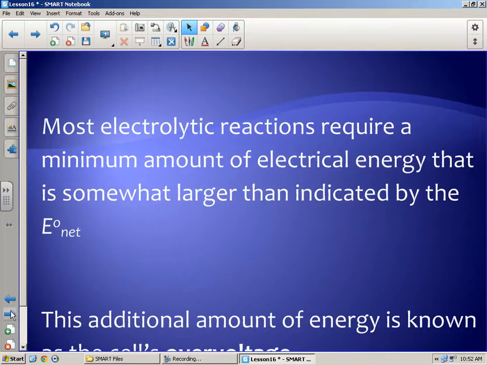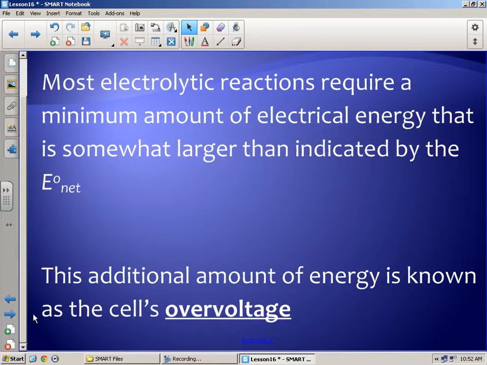Okay, let's see. Most electrolytic reactions require a minimum amount of electrical energy that is somewhat larger than the indicated E net value. The additional amount of energy is known as the cell's overvoltage.